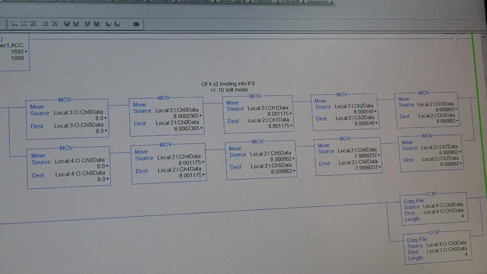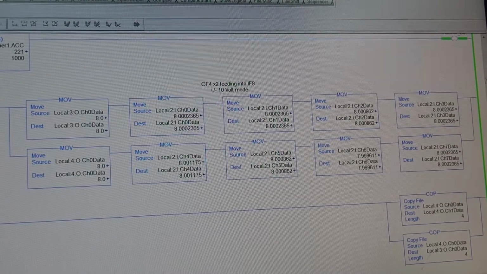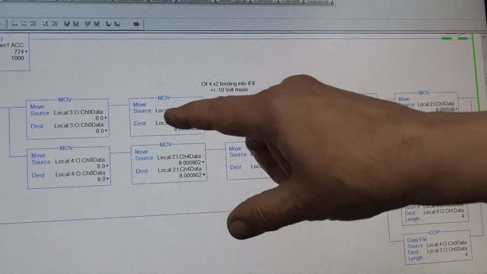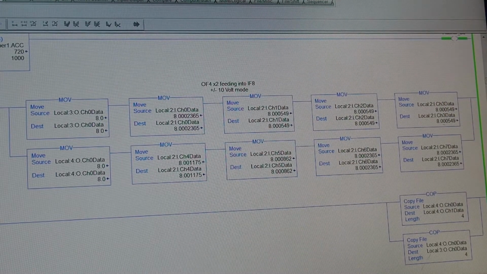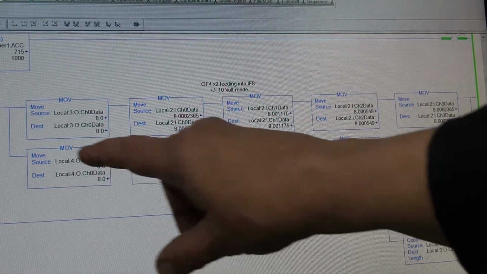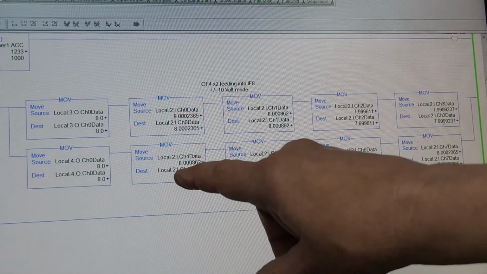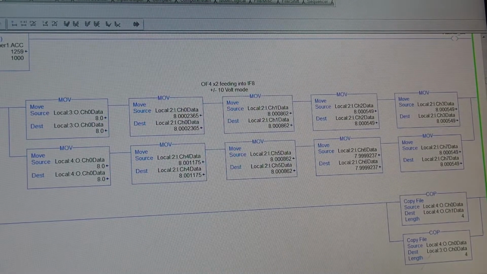All right, so here we are at the screen. So we're still in voltage mode, and I've written a routine in one program for testing voltage mode. So here's our output card in slot 3, and it's feeding channels 0, 1, 2, and 3 on the IF8. The second output card is doing 4, 5, 6, and 7. Stumbling a bit here today.